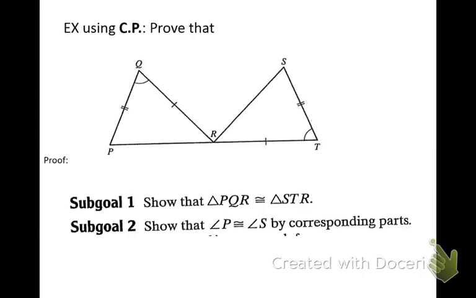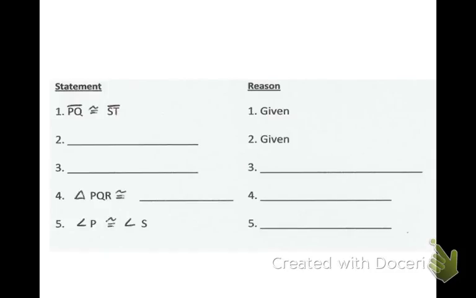Here we're going to use CP to show that angle P is congruent to angle S. So sub-goal 1, show triangle PQR is congruent to triangle STR. Sub-goal 2, show that P is congruent to S by corresponding parts. This is what it would look like. You can refer to the picture in your notes as we do the proof. So, step 1, PQ is congruent to ST.